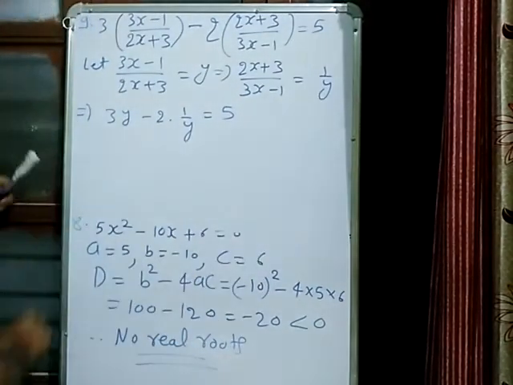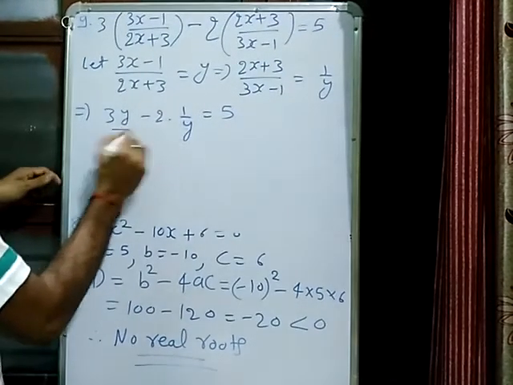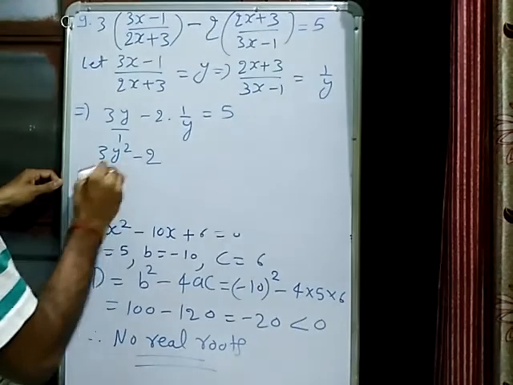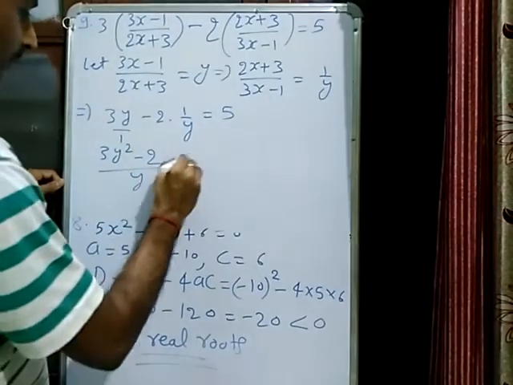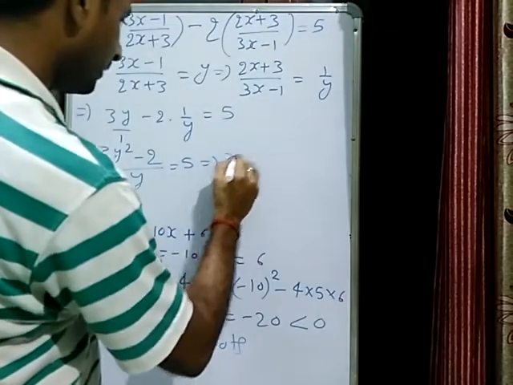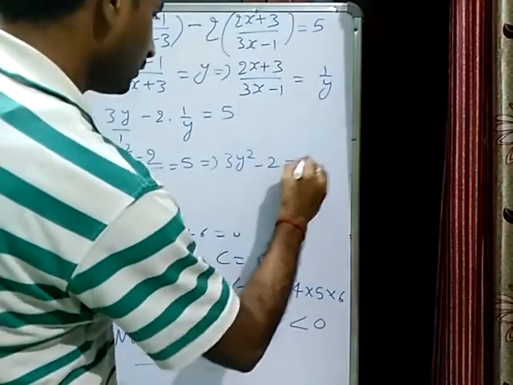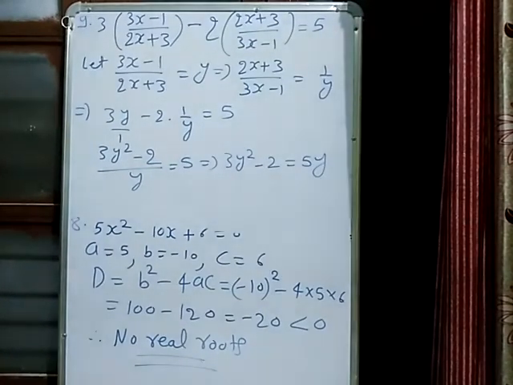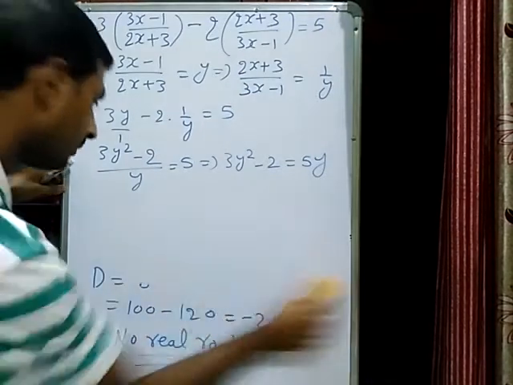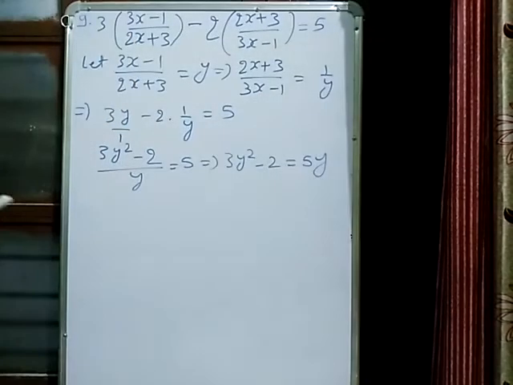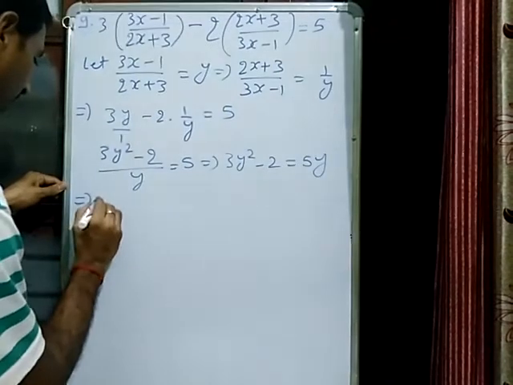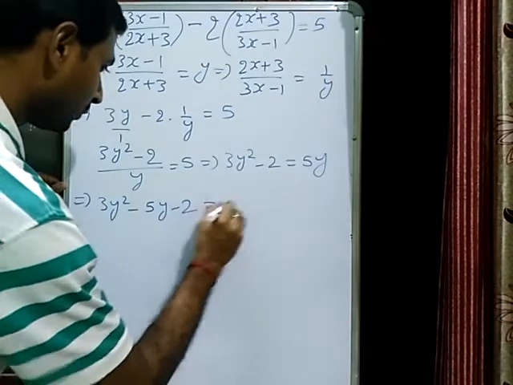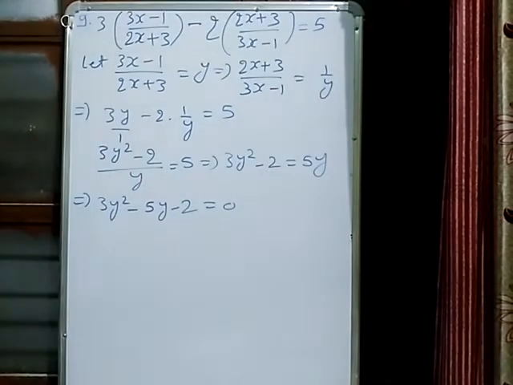Okay, then if I take the LCM here, y cross multiplies, so 3y square minus 2 upon y is equal to 5. Then do the cross multiplication here: 3y square minus 2 is equal to 5y, correct? So it is reduced to the form 3y square minus 5y minus 2 is equal to 0. Then we can solve it by using any method.